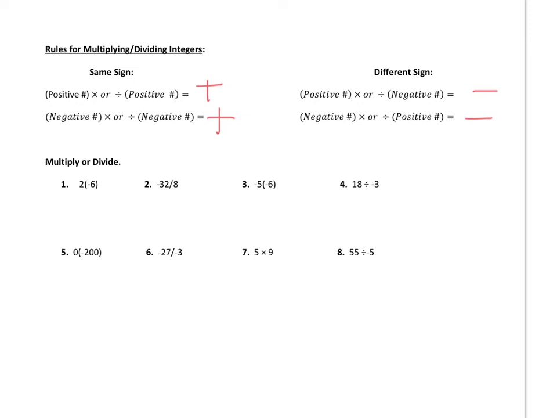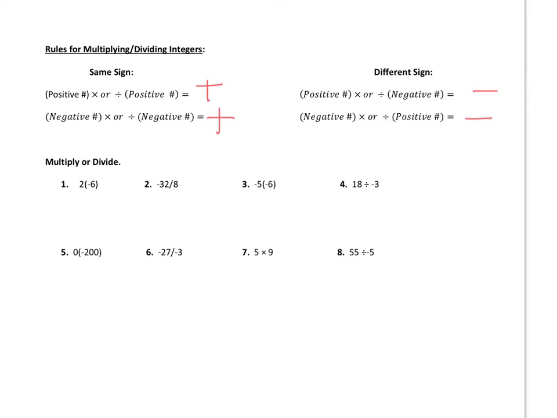Alright, this is going to be a real quick video. We're going to go over the rules when you multiply or divide numbers and when you get a positive as an answer or when you get a negative as an answer. It's going to be a little bit different than when you added or subtracted integers, and it's real important to know the difference. Okay, you can put this down.